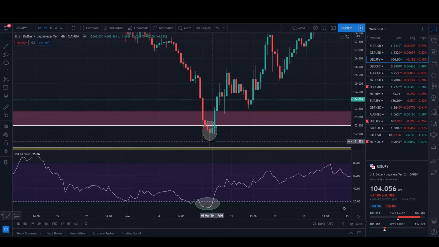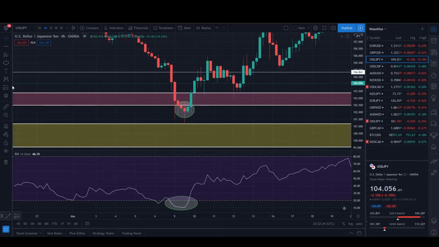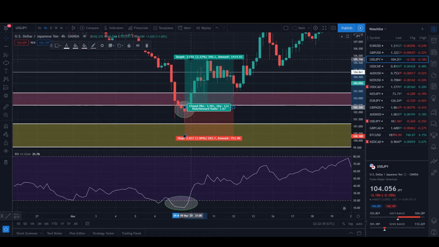Alright, so as you can see, I marked that area when it was definitely oversold, and it means the bias will start buying it. Alright, so as soon as you see the bullish engulfing candle, let's just see how many pips you could possibly make if you would enter a trade over here.